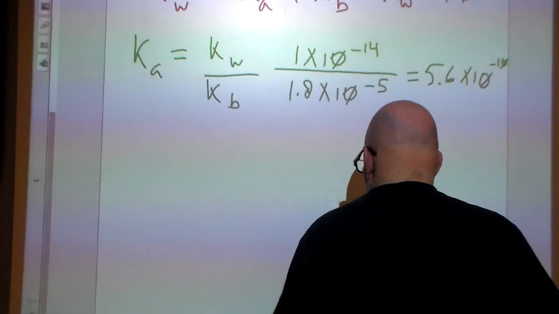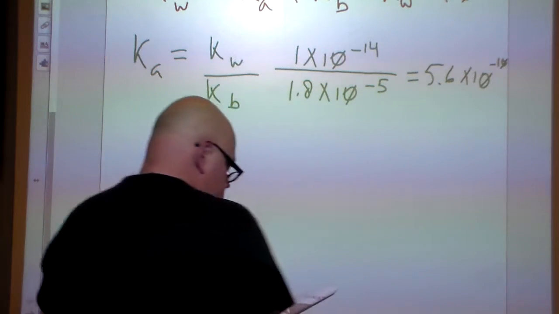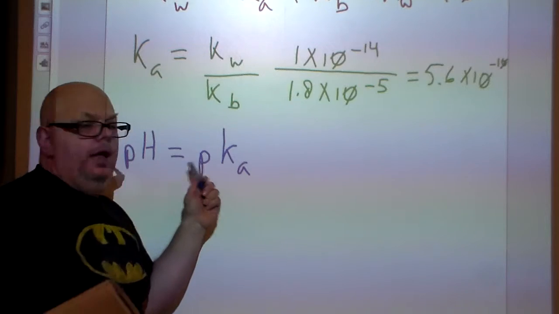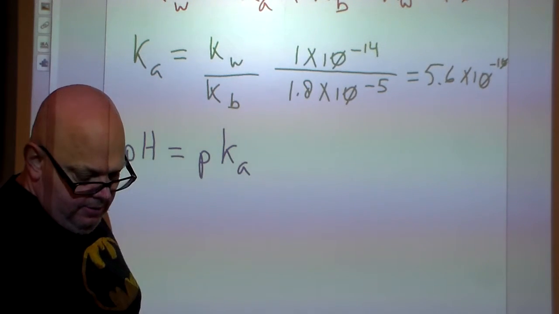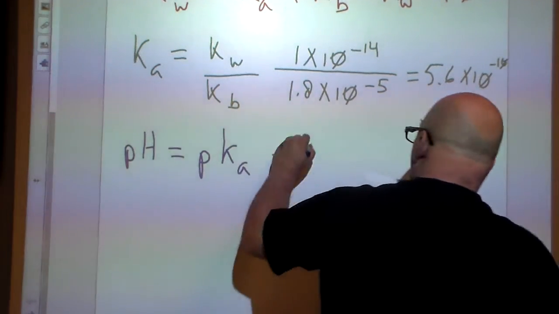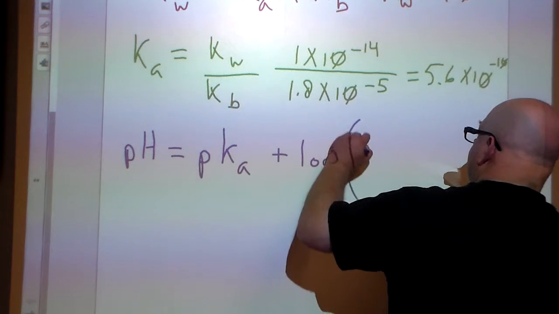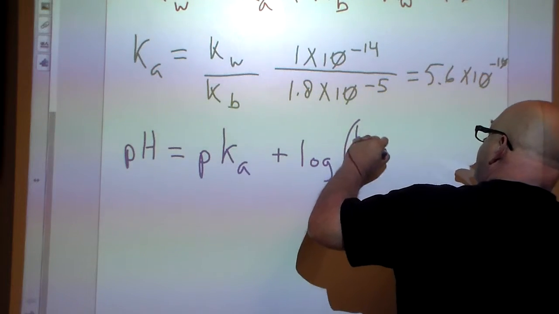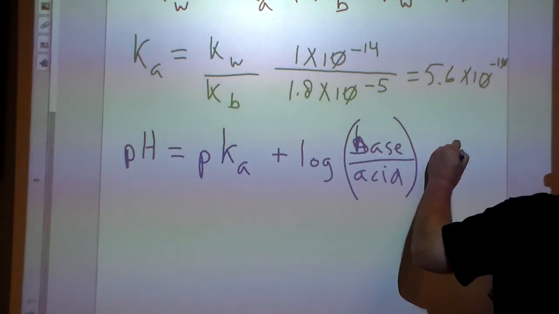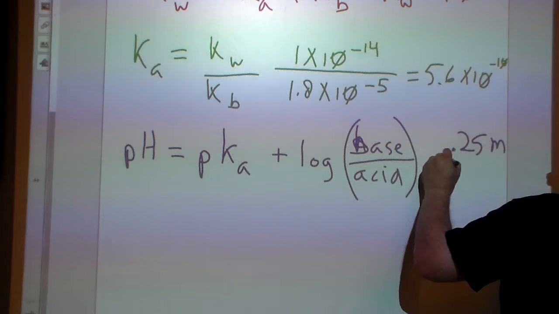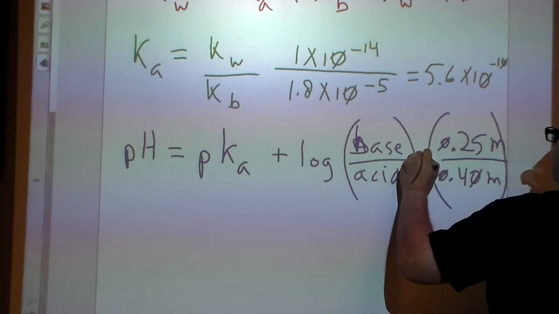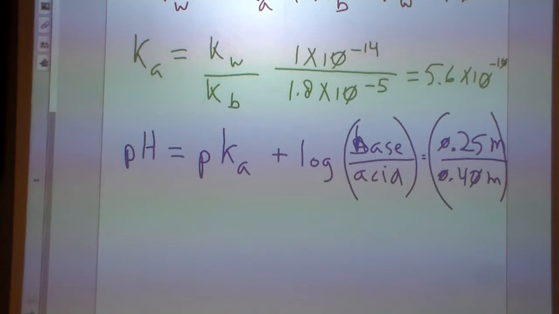If we look at the Henderson-Hasselbalch method, it says here that the pH is equal to the pKa, so you're going to have to take the negative log of this, plus the log of the base over the acid, which in this case happens to be 0.25 molar over 0.40 molar. So that's what this is supposed to be.